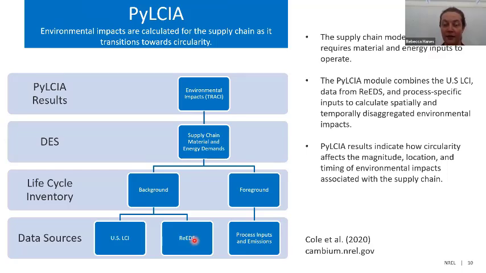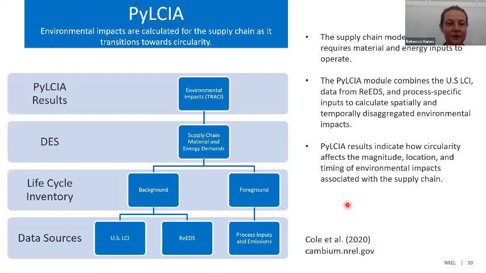And from all of that, we're calculating the TRACI 2.0 midpoint indicators. Because we have such a high level of resolution in the DES, we're actually able to calculate impacts for every individual facility and material, including transportation. So this lets us explore how the supply chain impacts change over time, hopefully with a circularity transition, and also lets us explore where these impacts are being generated and whether the supply chain is creating any impact hotspots as it's transitioning towards circularity.